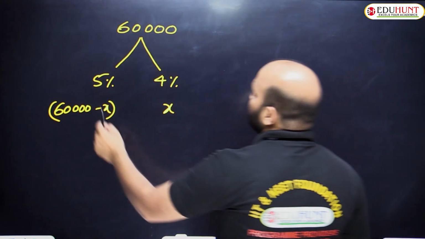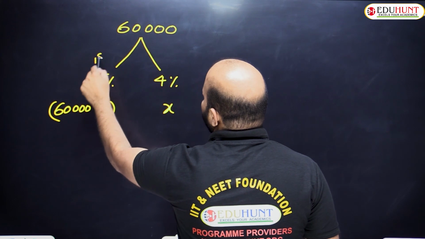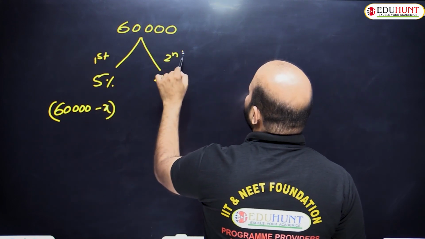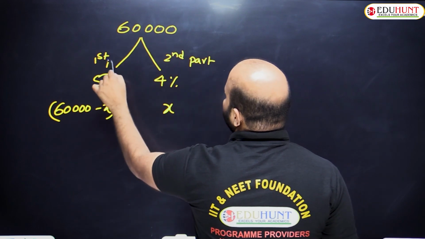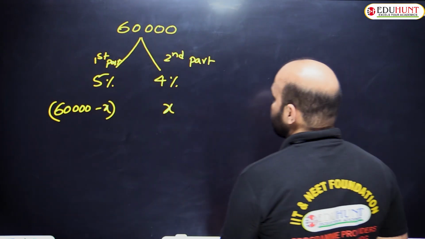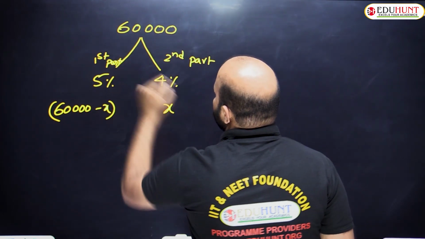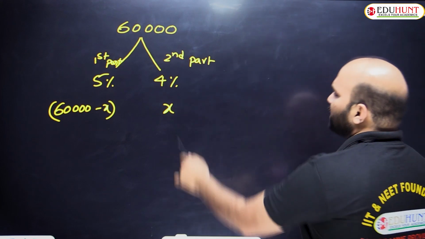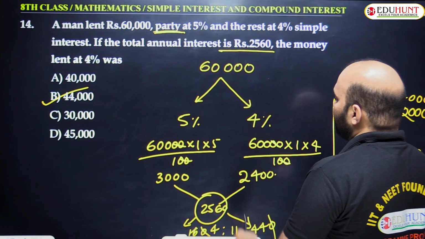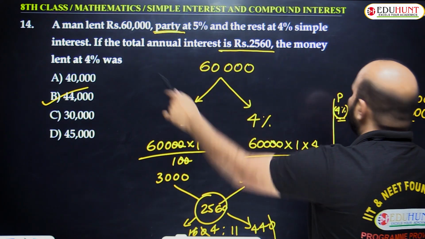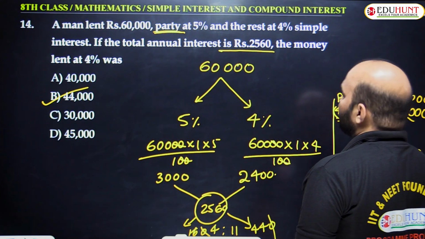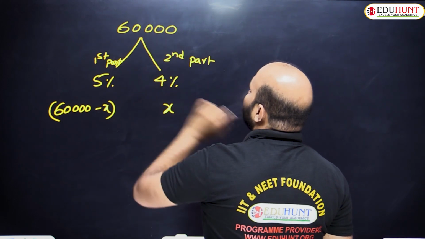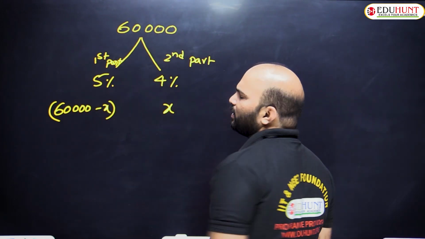Am I clear? So in that first part, 60,000 minus X is the principal. In the second part, 4% per annum is the rate of interest and X is the principal. But what I am asking finally is how much money is lent at 4% per annum. That is nothing but what I am taking as X rupees. Out of 60,000, X money is lent at 4%, so the remaining money is lent at 5%.